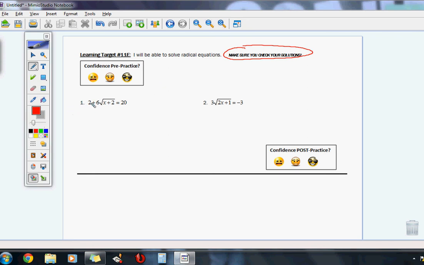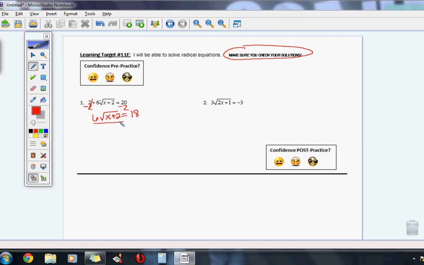All right, 2 plus 6, do not do 2 plus 6, okay? Order of operations, PEMDAS says you cannot do this addition before we do multiplication. So when we're solving, we can't do it either. So minus 2 to both sides, that's got to be the first step. So now we have 6 times the square root of x plus 2, and that equals 18.